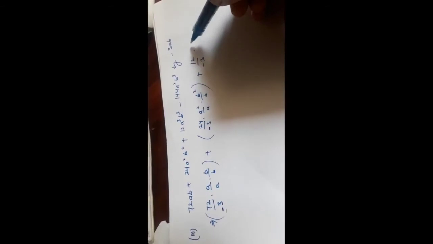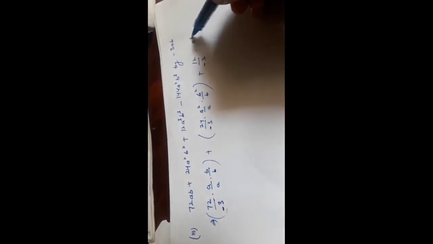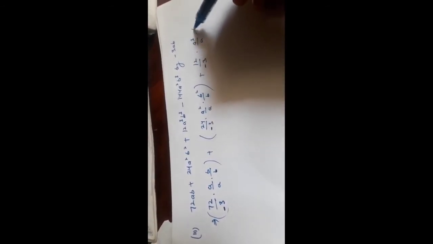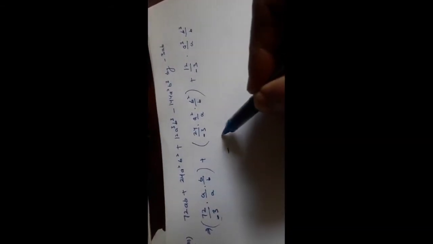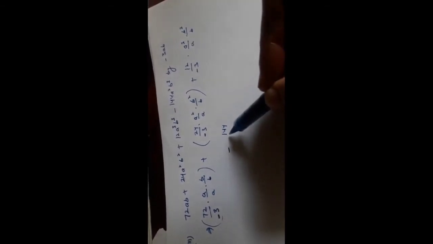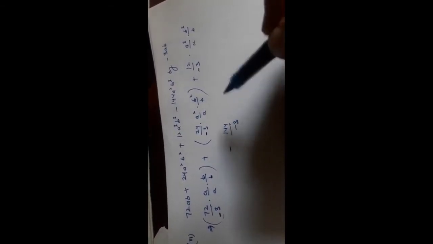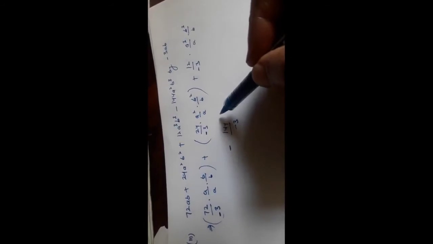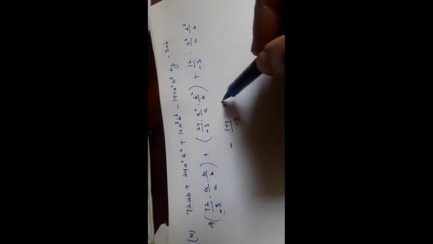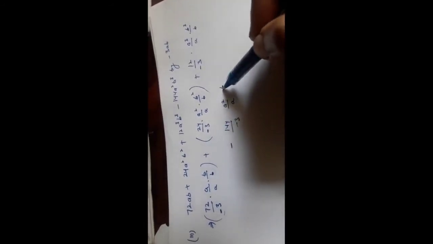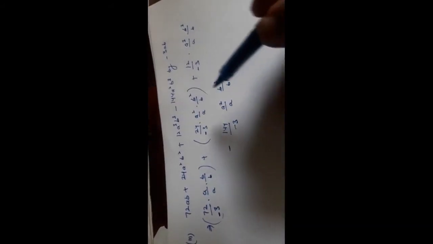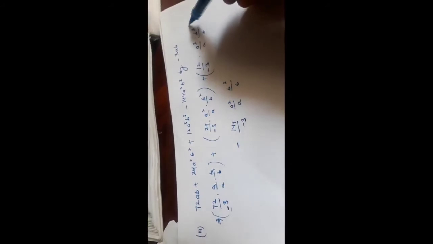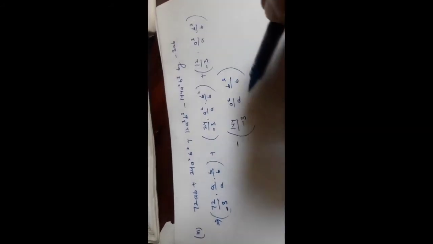Now a cube with a and b cube with b. Now further we will write here minus 144 by minus 3. Now a square with a, b cube with b. Now in our next step we will do the cancellations.